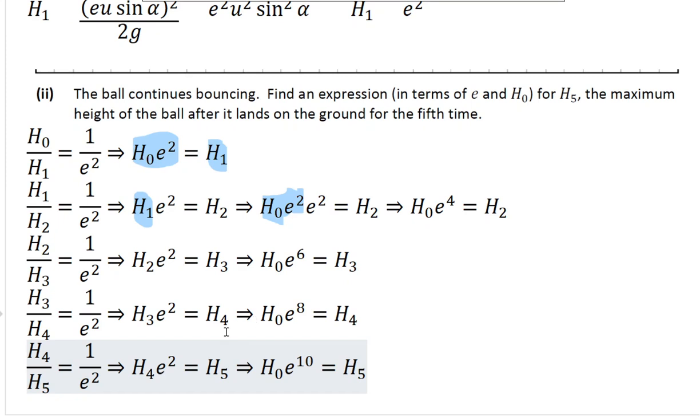Done. The ball continues bouncing. Find an expression in terms of E and H0 for the maximum height of the ball after it lands on the ground for the 5th time. And that is the question done.